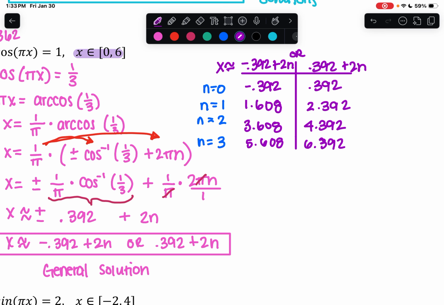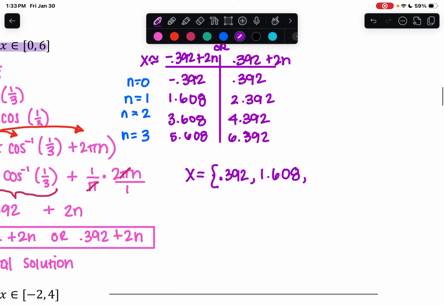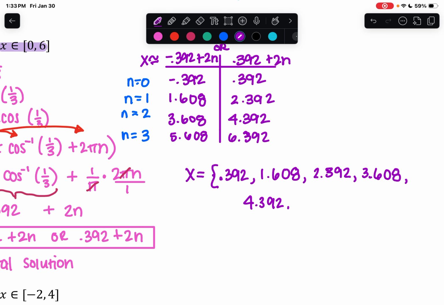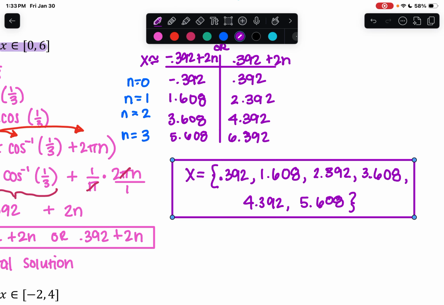So to make our list, we would say x equals, and then put some braces, 0.392, 1.608, 2.392, 3.608, 4.392, and 5.608. And then you can go ahead and box that in, and that's our particular solutions.